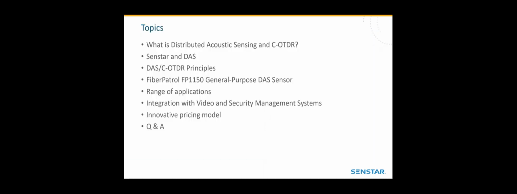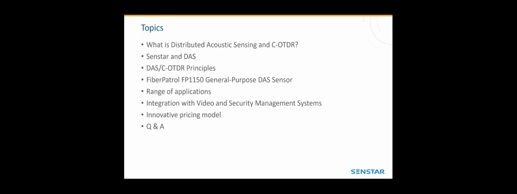As Todd mentioned, we're going to talk about distributed acoustic sensing in general a little bit, and then more specifically, Senstar's offering in that domain, which is our FP1150 system, which actually we're announcing today some fairly dramatic enhancements in the performance of that system.